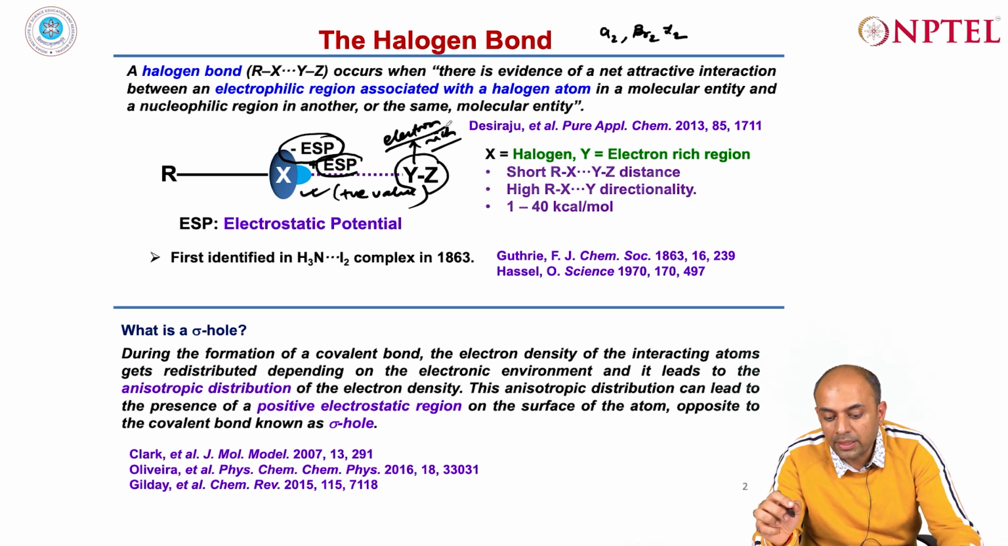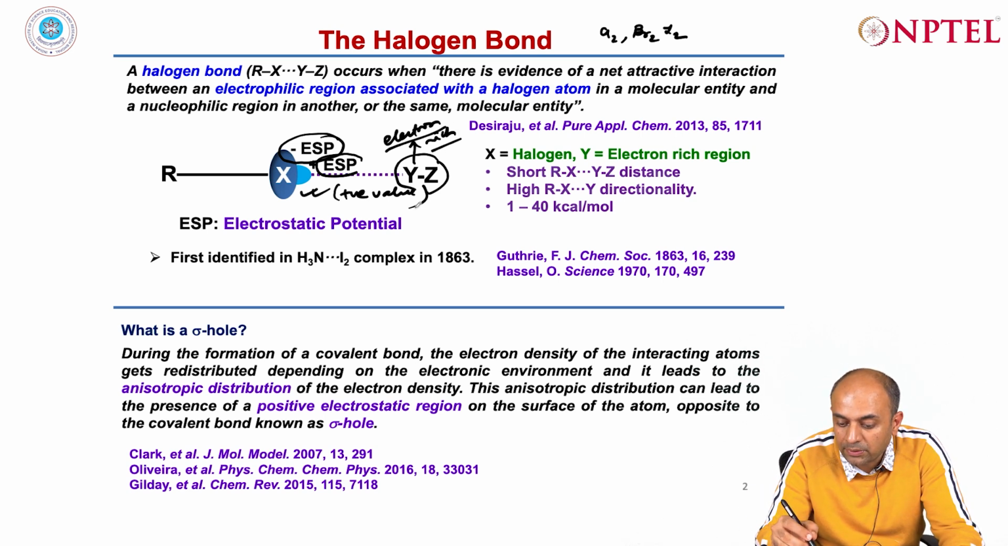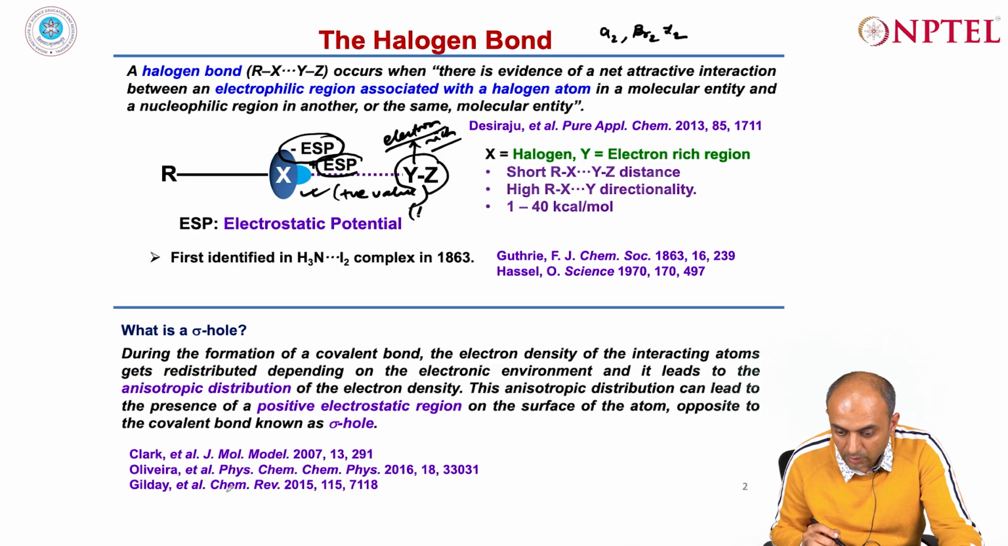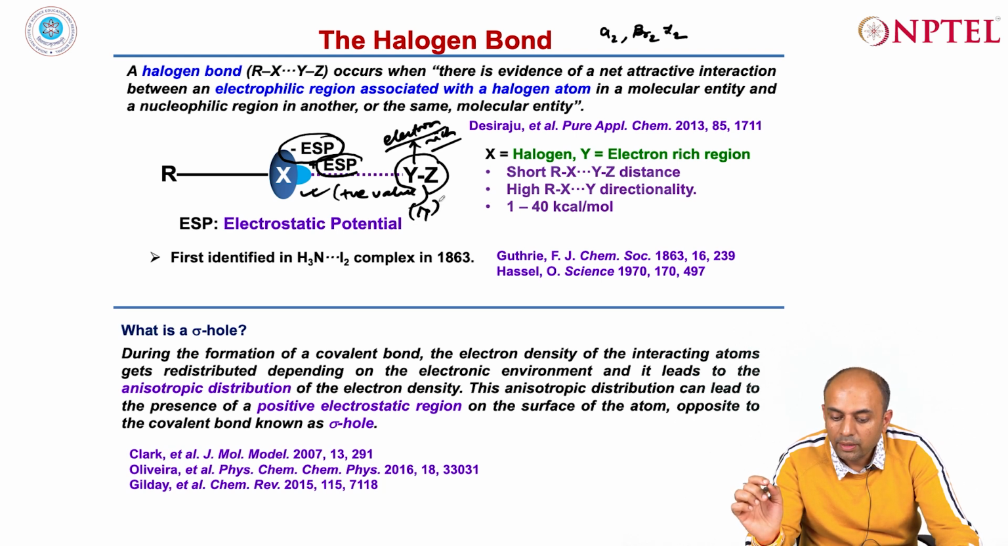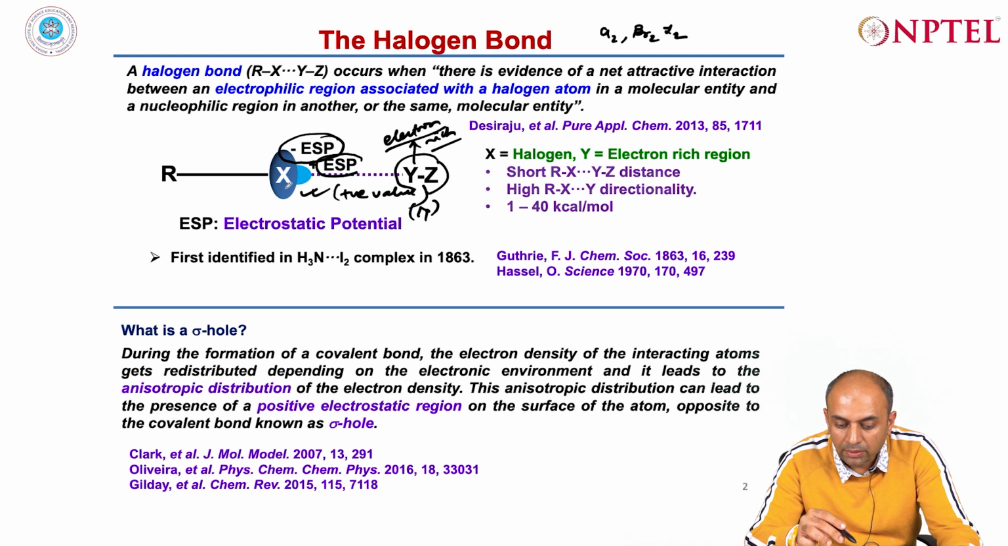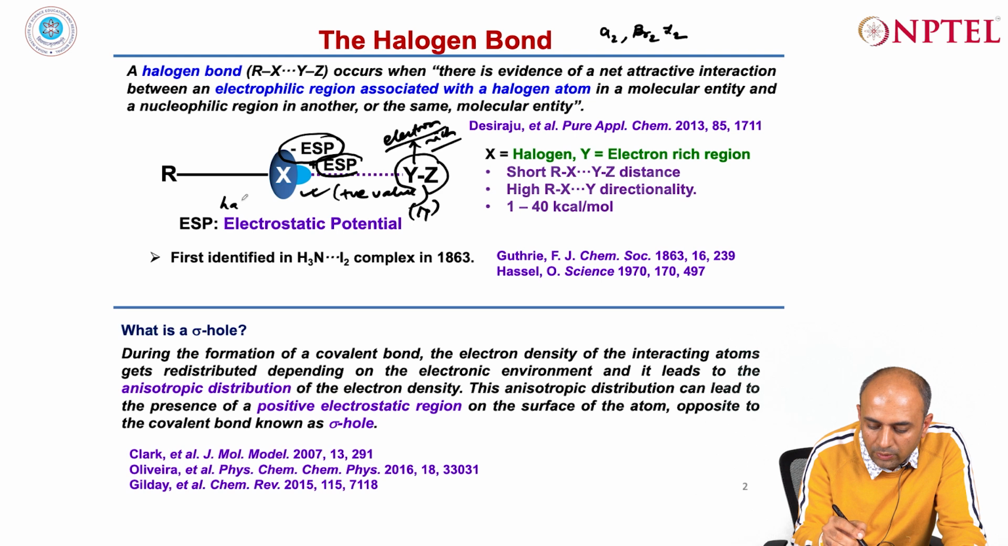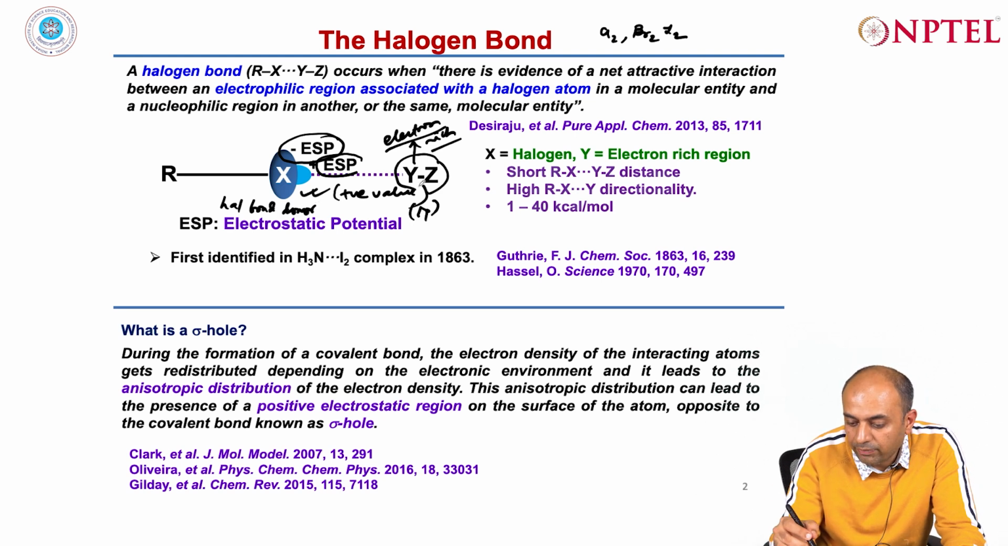Where the Y atom is electron rich, for example, the Y atoms can have lone pairs. So, the interaction of the sigma hole containing a halogen atom, this is referred to as a halogen bond donor. This is called a halogen bond donor, and Y is called the halogen bond acceptor.